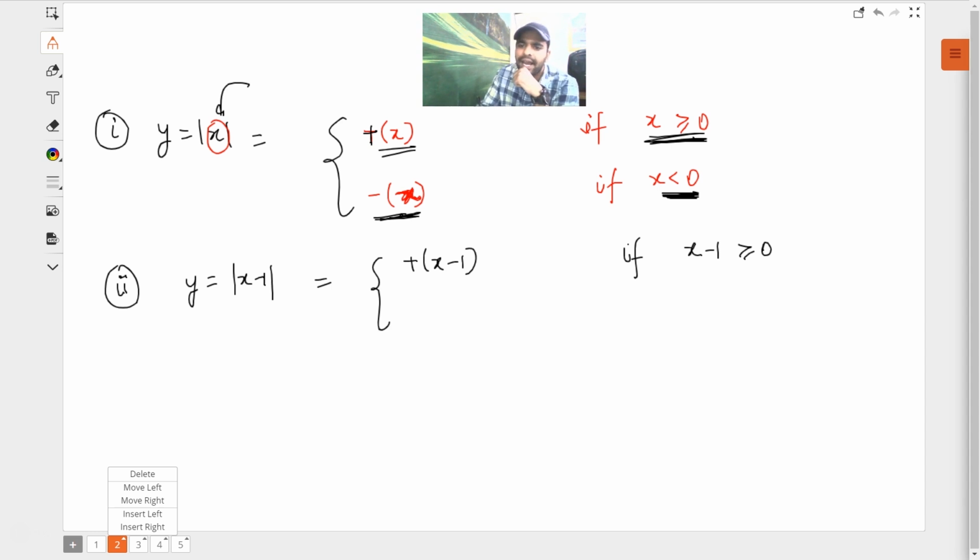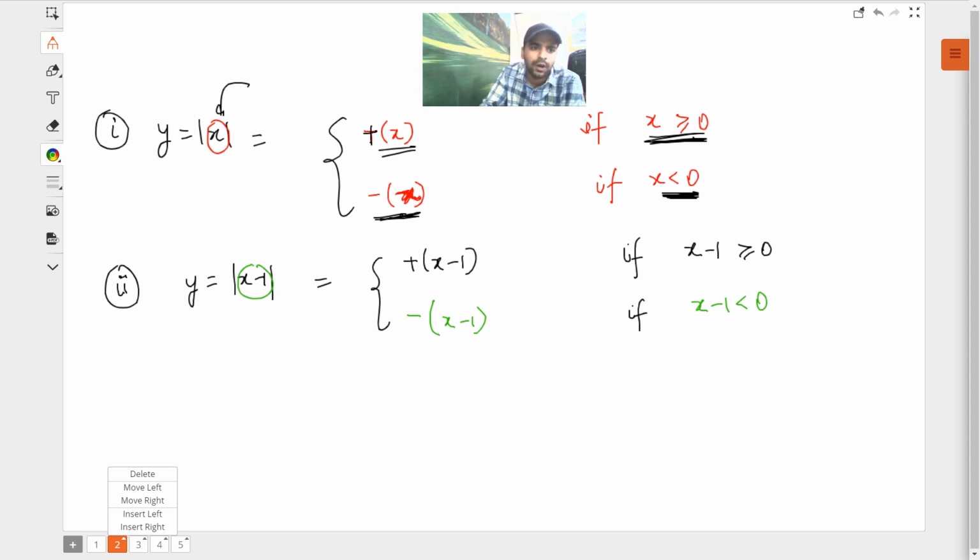Right or not, guys? And the thing written inside the modulus, what is written inside the modulus? x minus 1. And if x minus 1 is less than 0, that means this thing is negative. I'll open this modulus with a minus sign, so that the overall thing which I take out of this modulus comes out to be positive. Right or not? So I'll open the modulus like this.